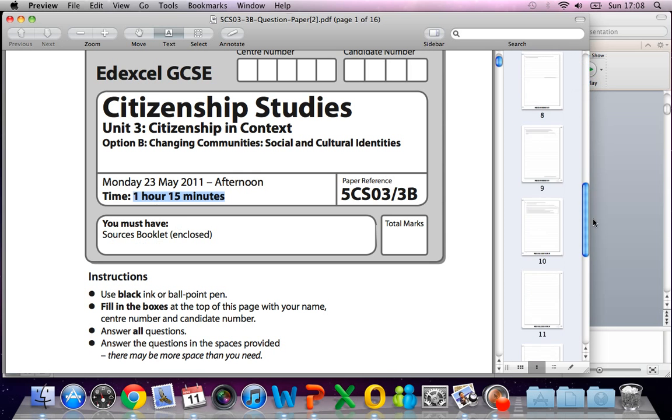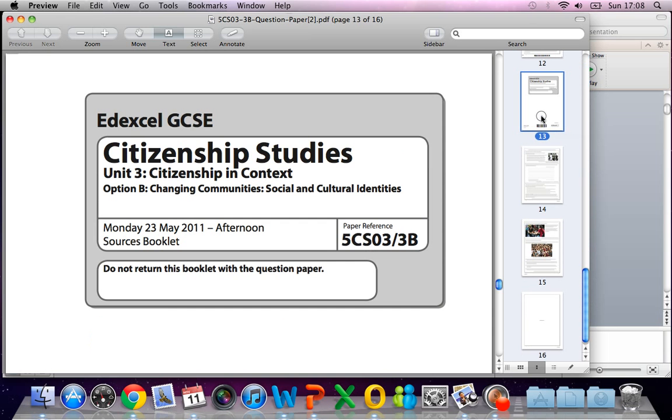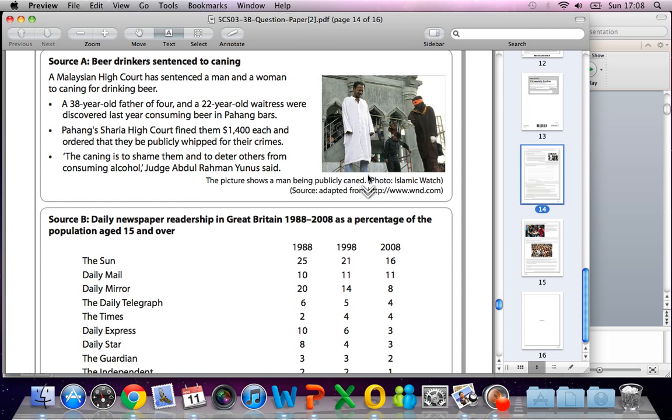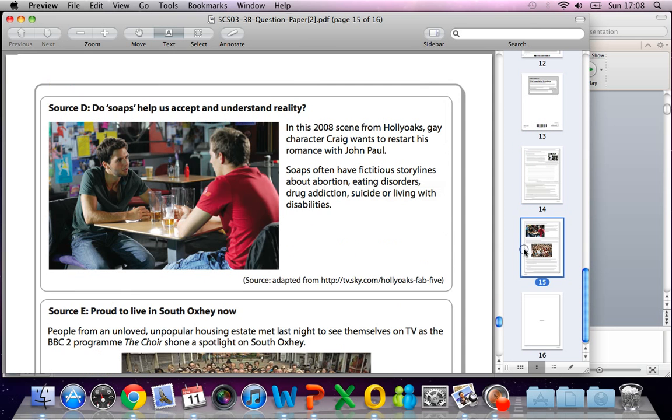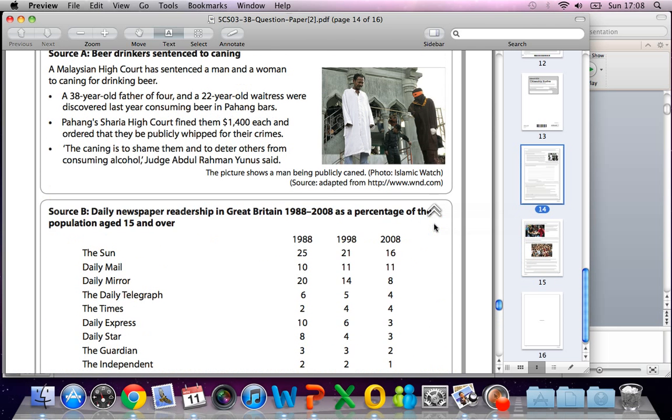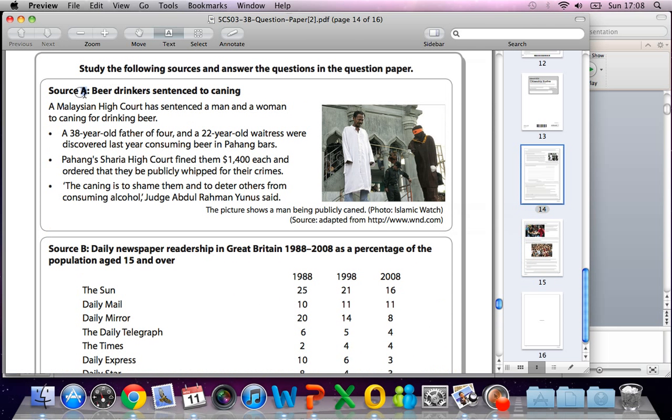So if I just scroll down here, I'll quickly show you what that looks like, and you should have a copy in front of you. Again, it's going to have its own front cover. You can see that there are a range of different sources. Some have photos, as we see here, and some don't. What you will notice is that the sources are labelled A, B, C and so on. It's really important that when you're answering those questions in your paper where they say refer to source A, you actually refer to the correct source, because otherwise obviously you can't answer the questions correctly.